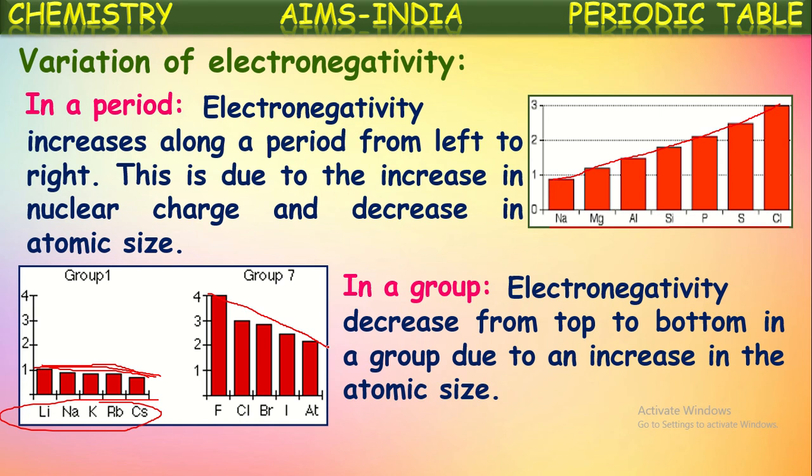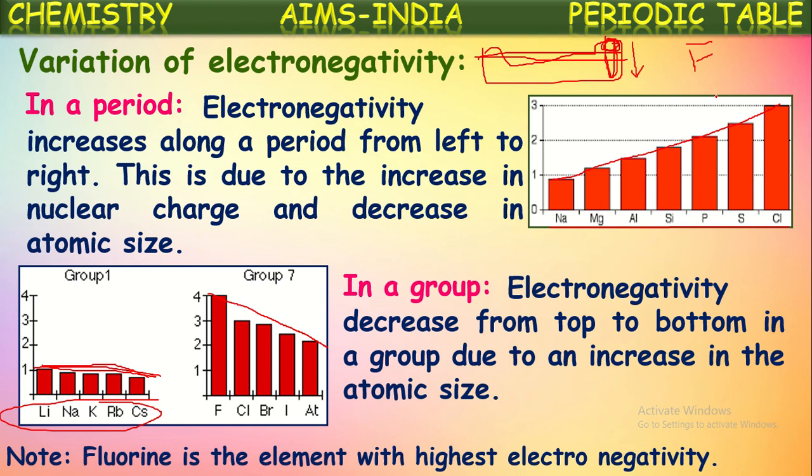So now we are talking about a period. Suppose this is the periodic table discussion. In a period, it is increasing. So right side elements have greater electronegativity. Out of these also, from top to bottom, electronegativity decreases. So the topmost element will have greater electronegativity. That is fluorine. Fluorine is the element with the highest electronegativity. Okay.